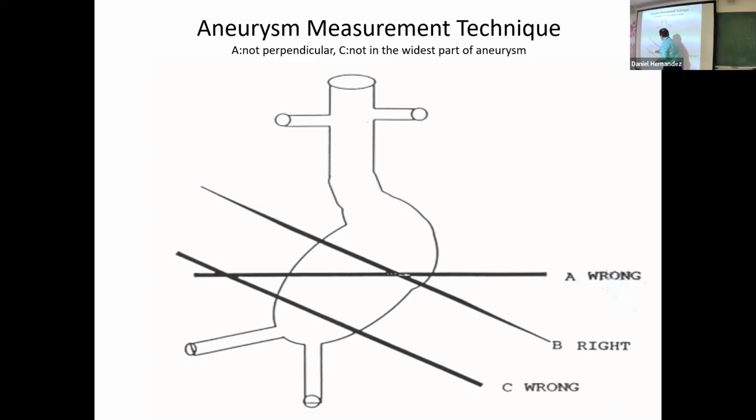So again, if you're just kind of going straight across, you'll be overestimating it. This will be underestimating it because we're not at that widest point. So again, you want to find that widest point and measure perpendicular to the course of the aorta. So the aorta is running this way. We're at 90 degrees when we're doing that diameter measure. So a 90-degree measurement.